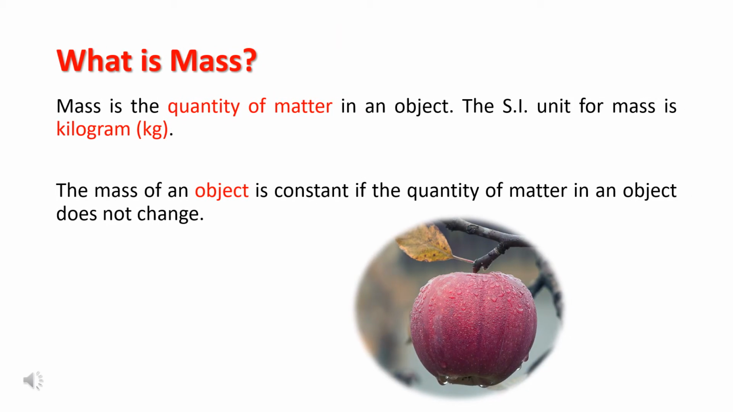What is mass? Mass is the quantity of matter in an object. The SI unit for mass is kilogram. The mass of an object is constant if the quantity of matter in an object does not change.